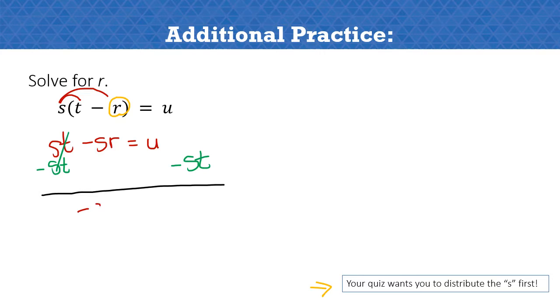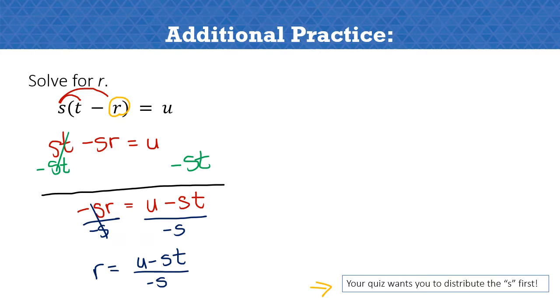So now we're left with negative sr is equal to u minus st. So we have negative s times r is equal to u minus st. To get rid of that multiplying of the negative s, we'll divide by negative s on both sides. So we have r is equal to u minus st over negative s. And that is it. The r is by itself.